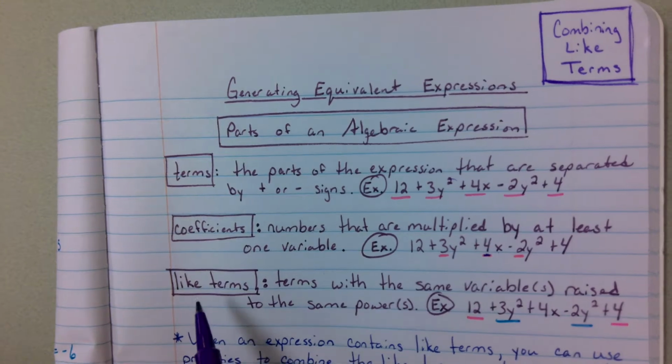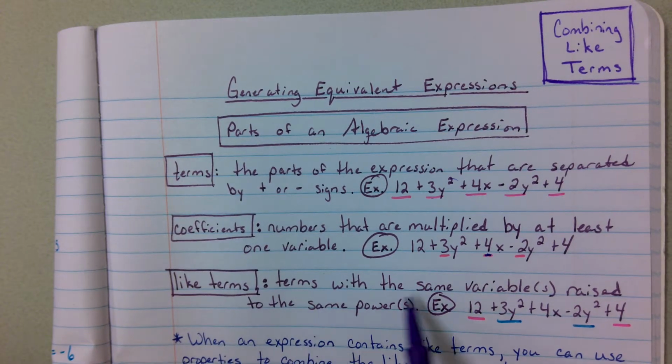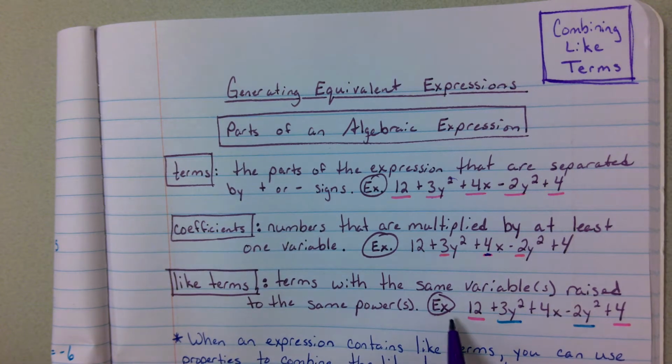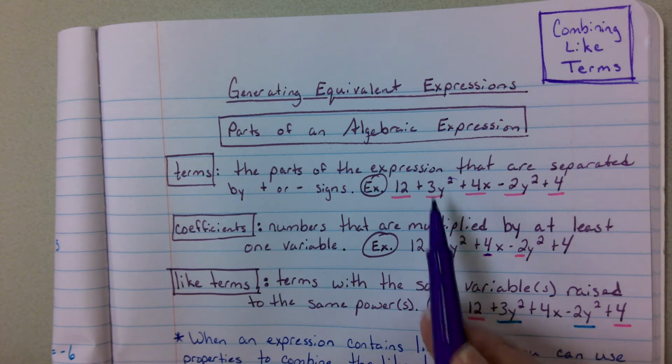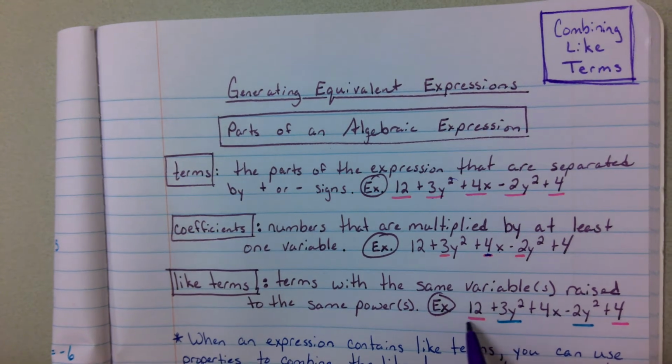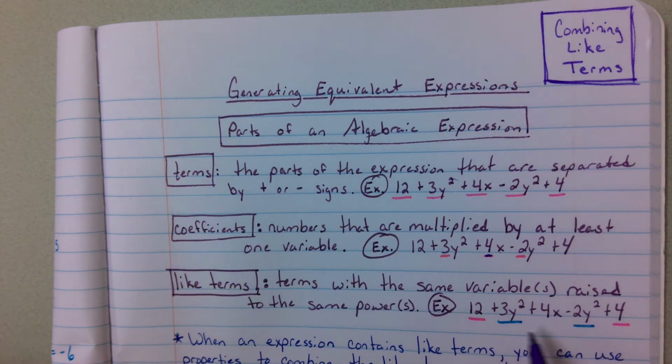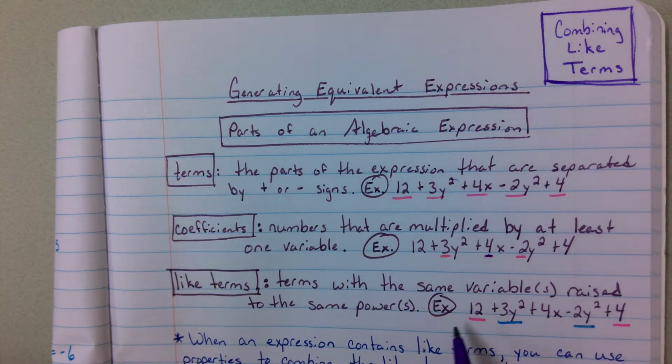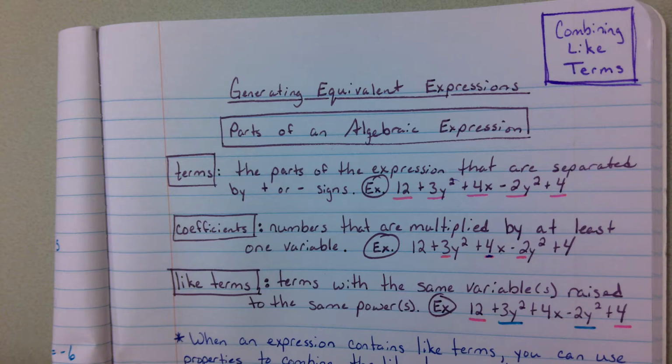The next thing we need to look at is like terms. Terms with the same variable or variables raised to the same power or powers. So we're looking at the same expression here each time. 12 plus 3y squared plus 4x minus 2y squared plus 4. So our constants are always going to be like terms. They've got the same variable, there isn't one, and they're raised to the same power, it's 1. So 12 and 4 are like terms, and we could combine them.